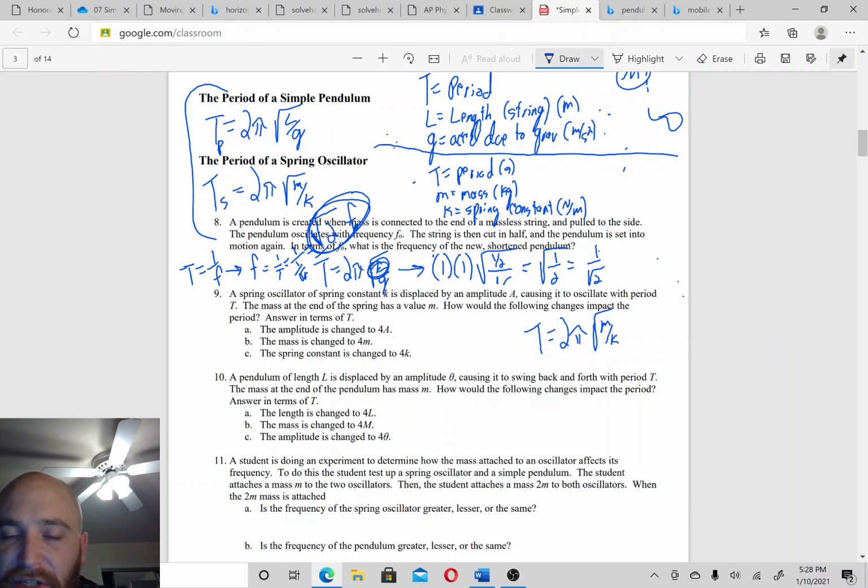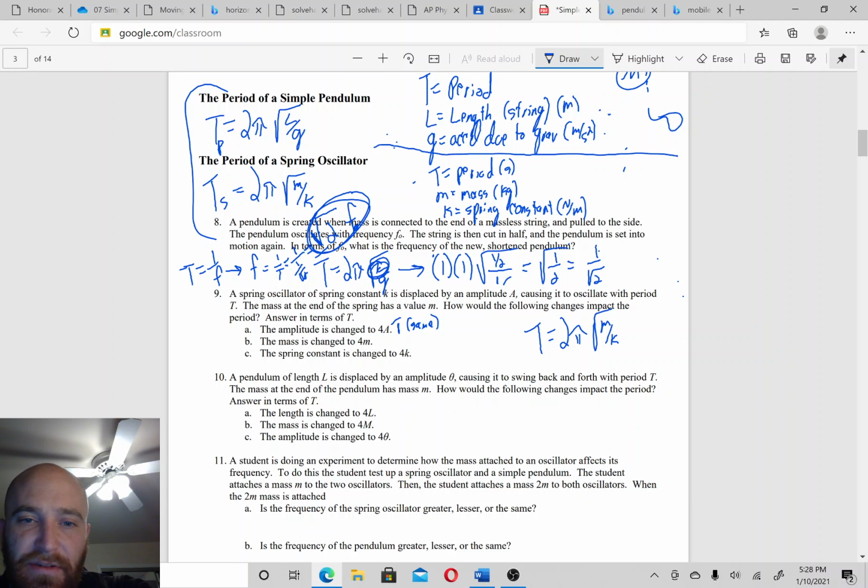All right, the amplitude is changed to 4A. You have an equation here. Just follow the equation. Is amplitude part of the equation? No, it's not. So the answer to this is T, meaning it'll be the same. That's it. Amplitude doesn't factor into the equation. You don't have to do anything.